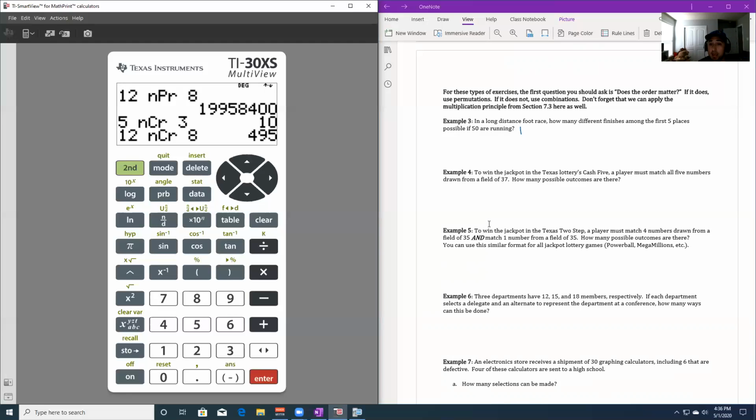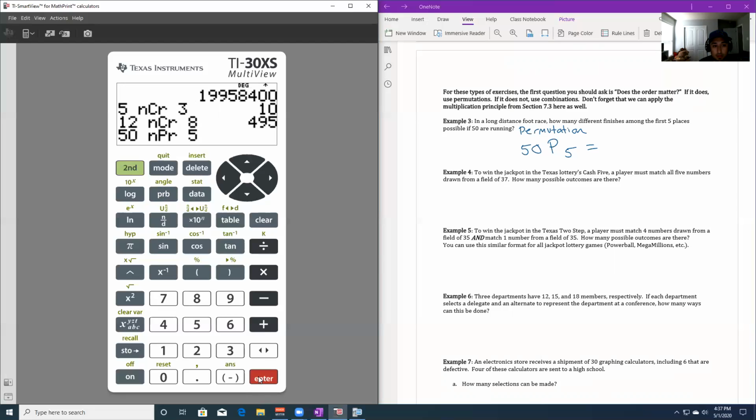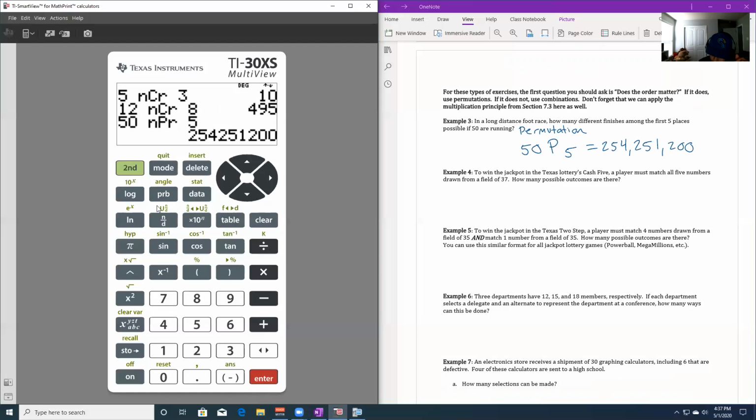This is a permutation. And to do this permutation, we know there are 50 people running. So 50, but we are only allowed to pick 5 places. So we'll have 50 pick or permutate 5. And there are, what is that? Oh, 254,251,200 possible ways for people to come in the first 5 places. Hey, that's not a bad way to say you have a chance.